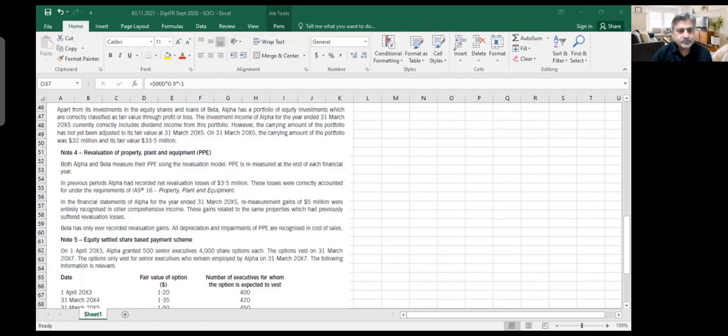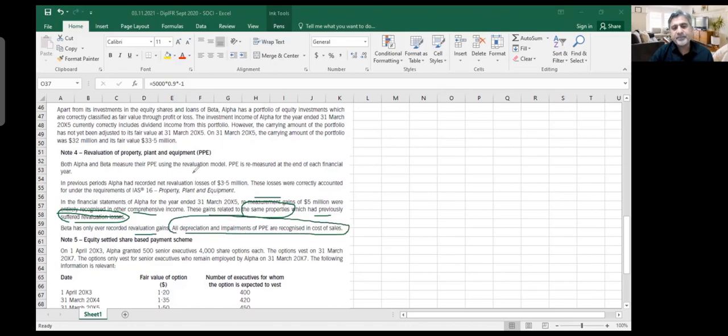It says that in the financial statements of Alpha for the year 31st March 2005, remeasurement gains of 5 million were entirely recognized in OCI, not a correct treatment. These gains related to the same properties which had previously suffered revaluation losses. So we need to make adjustment of the past losses first. Beta has only ever recorded revaluation gains. All depreciation and impairment of PPE are recognized in the cost of sales.